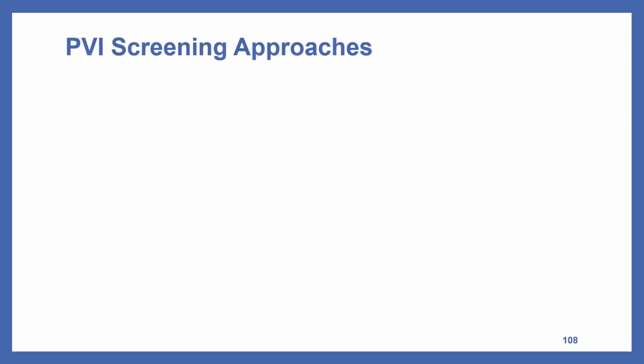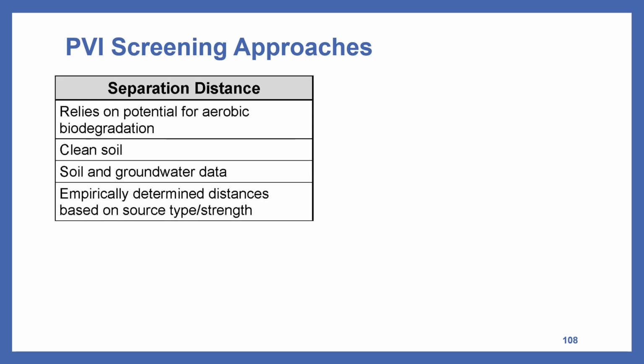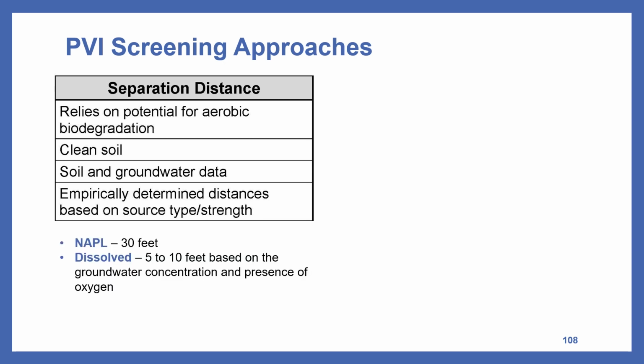Next up, let's talk about the two PVI screening approaches. So first, we have the separation distance approach. This relies on the potential for aerobic biodegradation, and it requires the presence of clean soil between the subsurface impacted media and the building in question. And it primarily uses soil and groundwater data in conjunction with empirically determined distances based on source type and strength. And there are two of those. So first we have non-aqueous phase liquid, or NAPL, and that separation distance is 30 feet. For dissolved sources, we have two separation distances, either 5 or 10 feet, based on the groundwater concentration, source strength, and the presence of oxygen.